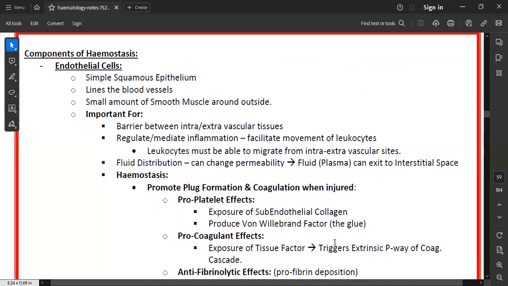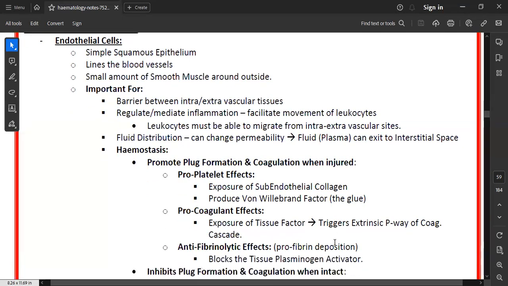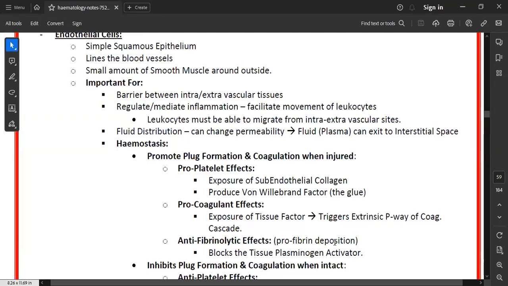So these are just the cells involved in hemostasis. We have the endothelial cells, the simple squamous epithelia. They line the blood vessels. So the importance we know, they form a barrier. They also mediate inflammation by enabling the movement of leukocytes. Remember, Jana, we said there are two types of leukocytes. There's the pooling and the circulating. So the pooling are usually located around the endothelial cells. So yeah, it's a membrane. It also is involved in fluid distribution by changing the permeability.